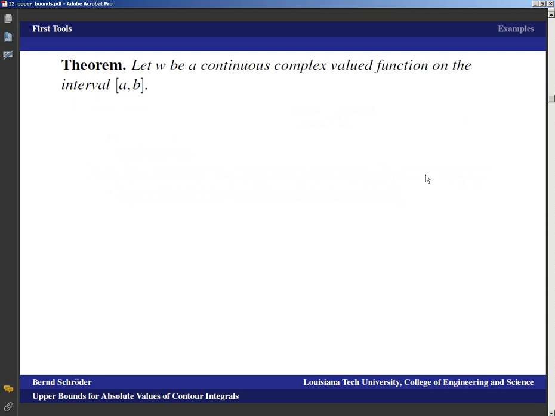Okay, now let's take a look at a continuous complex valued function on an interval [a, b]. We're going to estimate the absolute value of the integral from a to b of w(t) dt, and that's smaller or equal than the integral from a to b of the absolute value of w(t) dt. Sometimes this is also called the triangular inequality for integrals, and the proof will show why that is the case.